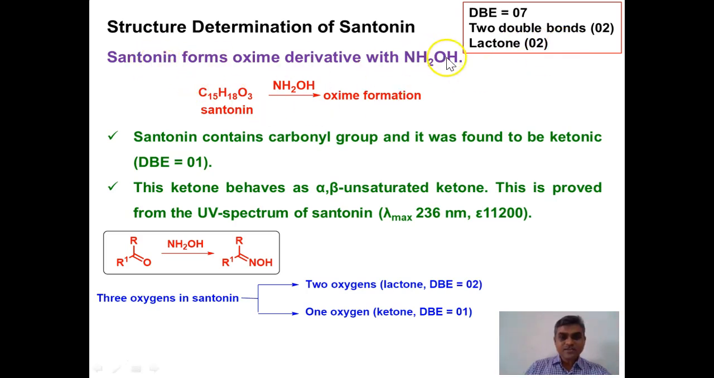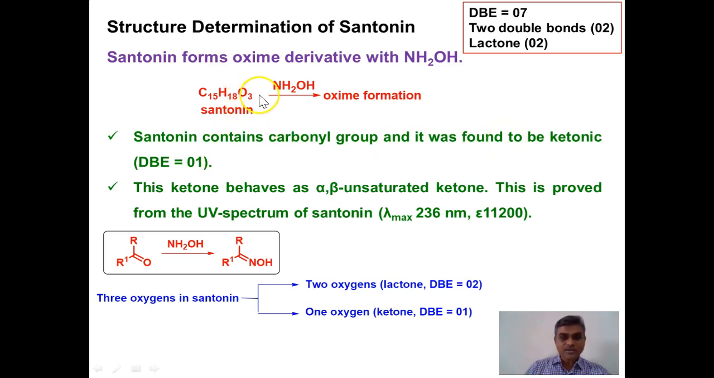When Santonin is treated with hydroxylamine hydrochloride, it forms an oxime derivative, and the formation of an oxime derivative is a characteristic reaction of carbonyl compounds. It is also found that this carbonyl group is ketonic. So on the basis of this experiment, chemists concluded that the third oxygen present in the Santonin molecule is ketonic in nature. In this way, we have proved the nature of the three oxygens. Two oxygens are part of the lactone moiety and one oxygen is part of the ketone moiety.